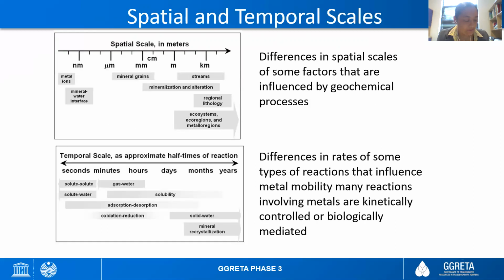In terms of temporal and spatial scales, we can see here that different processes occur at different scales, both temporally and spatially. And the diagrams on the left show the different scales of the different processes. These also need to be taken into account. It's your geochemical processes and the duration of those processes.